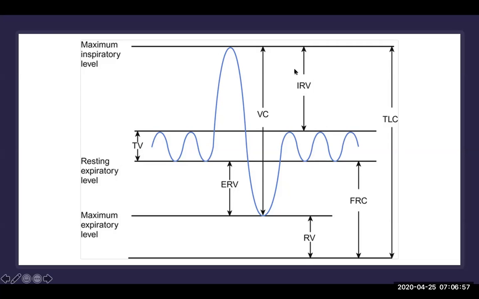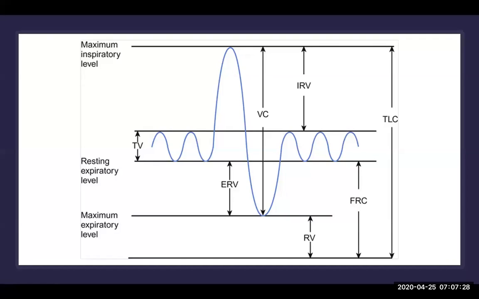The IRV stands for inspiratory reserve volume, and this is the volume of air that can be inhaled after a normal tidal inhalation. So you can normally breathe and then take a deep breath, and that would be your inspiratory reserve volume. You also have an expiratory reserve volume, and that means normal breathing, but you push out all the air that's left.